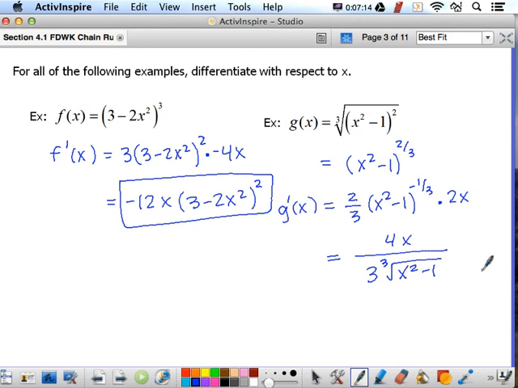That is a single term. We don't need a common denominator. We already have one. And we can't really factor anything, so we're finished.